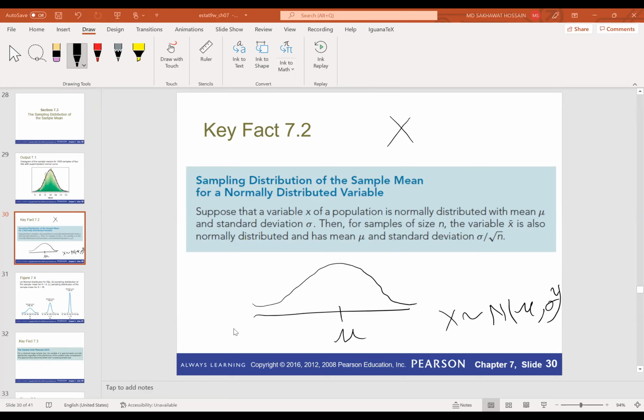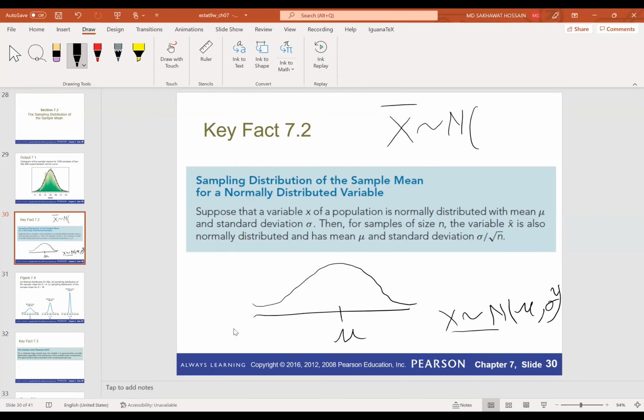If X is normally distributed with mean mu and variance sigma squared, then the sampling distribution for the mean, the distribution for X bar, will also be a normal distribution, regardless of the sample size. It doesn't matter what the sample size is. If you know the population distribution, the distribution of X, and it is normal with mean mu and variance sigma squared, then regardless of the sample size, the distribution for X bar will also be normal.